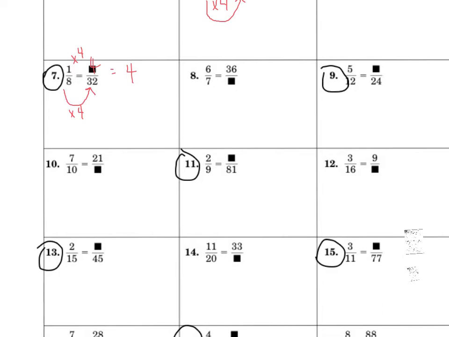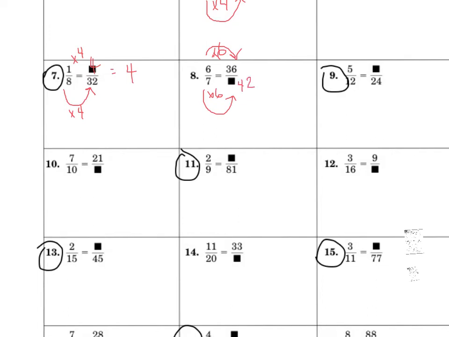Okay, the next one, 6 times what is 36? 6 times 6. Okay, so then what do we do with the denominator? We take 7 times 6. What will that make? 42.